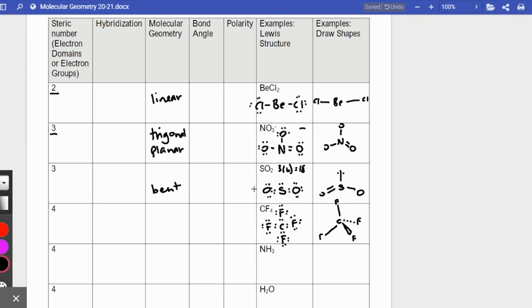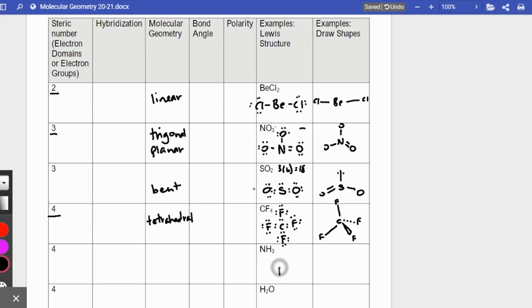Fluorine and fluorine. So that shape is called tetrahedral, when you have a steric number of 4 and no lone pairs of electrons.